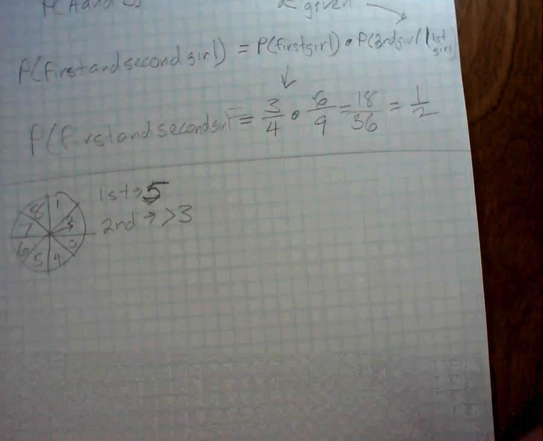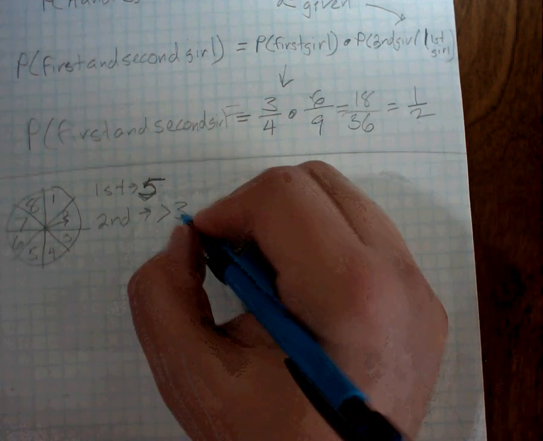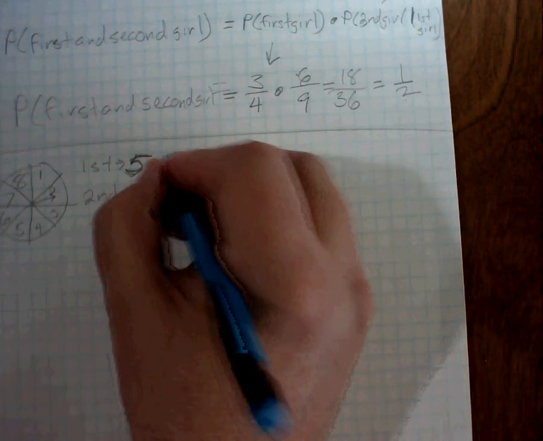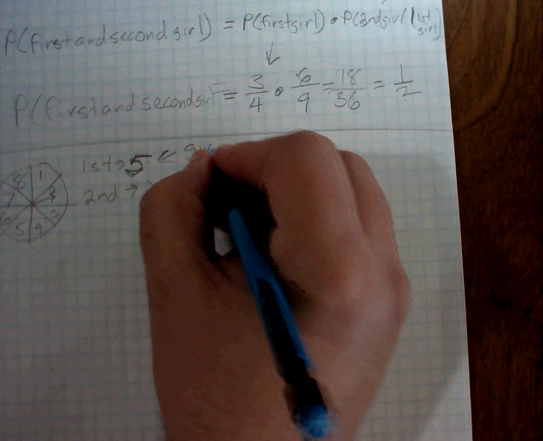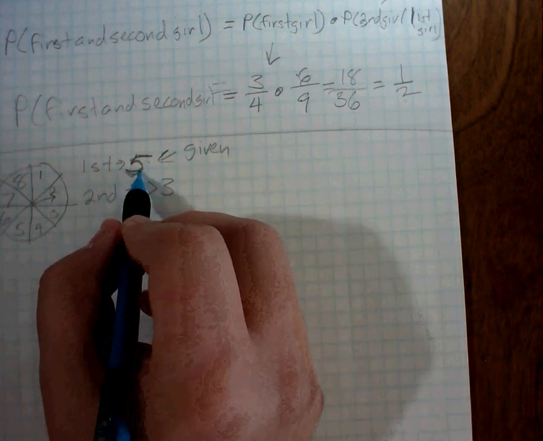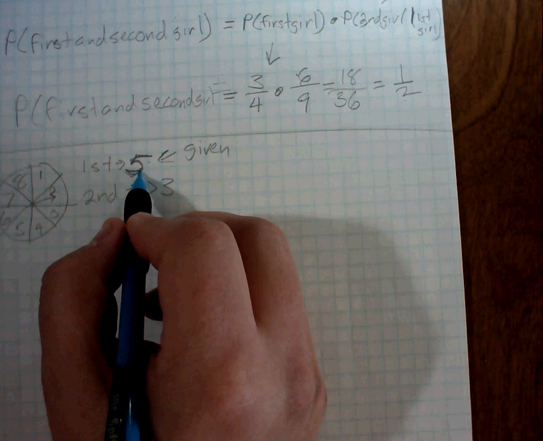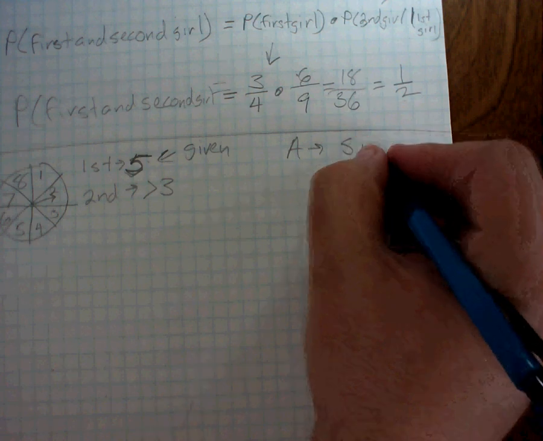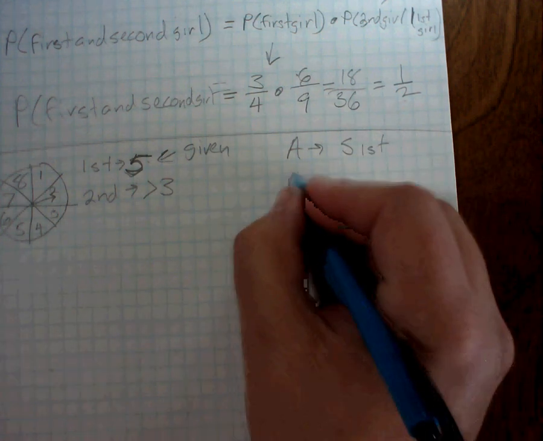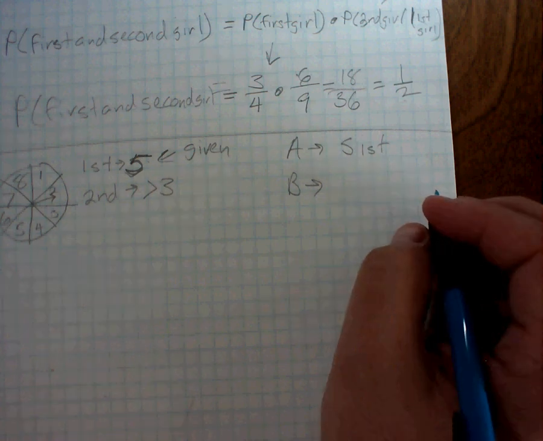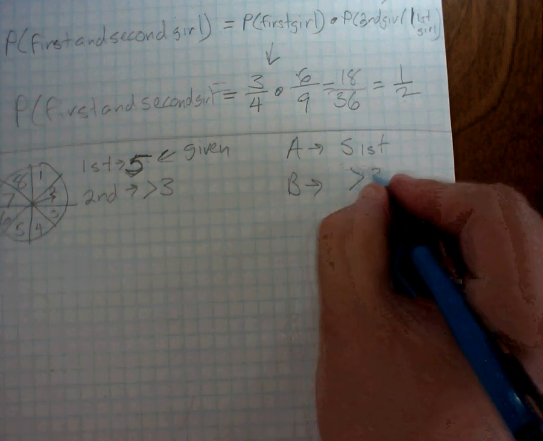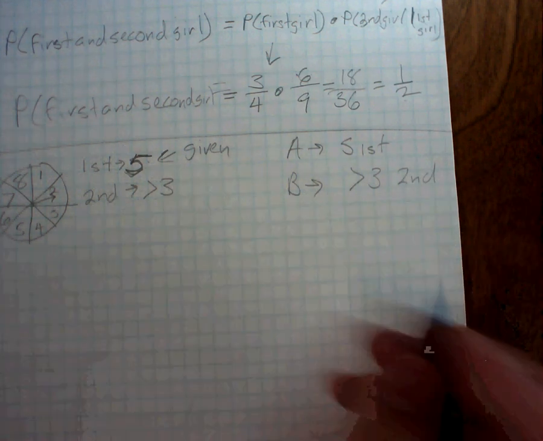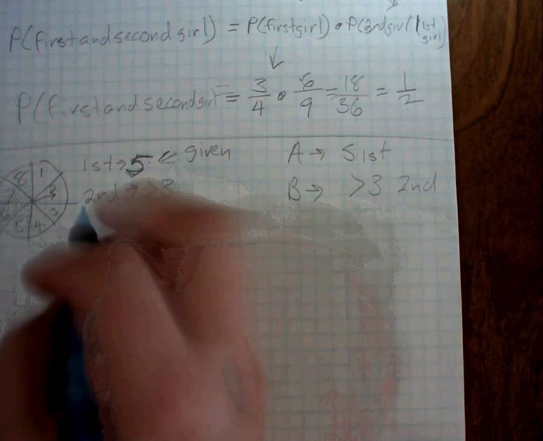Alright. So I have to determine if this is independent or dependent. Well, there's a condition, right? This is the given. We have to have a 5 first. So let that be event A. Event A is 5 on the first spin, and event B will be greater than 3 on the second spin. To figure out the total probability, in other words, what's the probability of this happening, I need to find the probability of A.